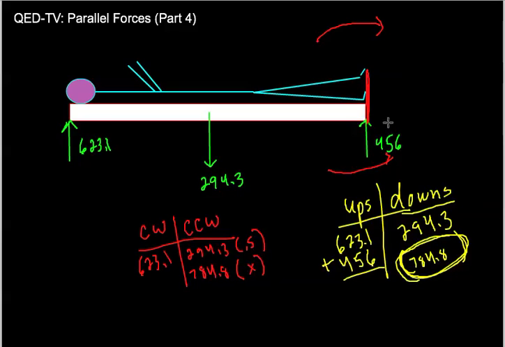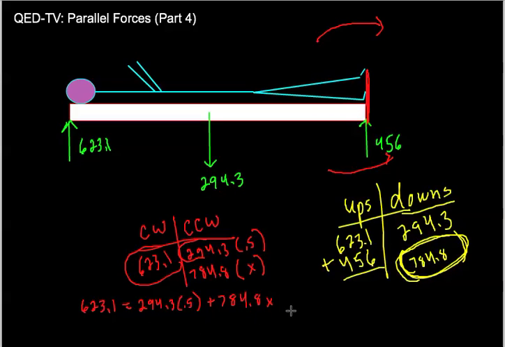And so this is how I'm going to figure out how far from the feet the center of gravity is, because all I have to do is set this right here equal to this plus 784.8x. And so I can do an equation there. 623.1 should equal 294.3 times 0.5 plus 784.8x. And so I could take this and subtract it from this and divide by 784.8. It's just basic algebra, and I can figure out that my x equals 0.61.